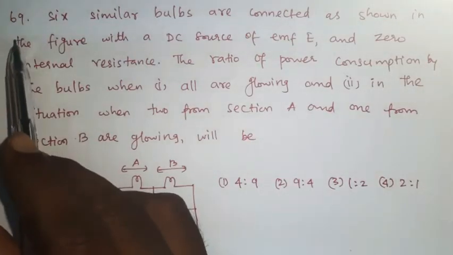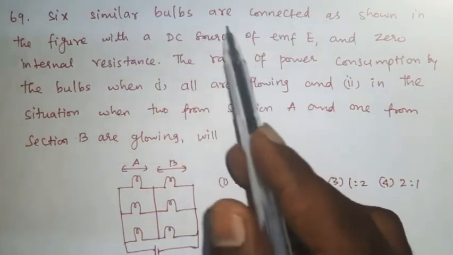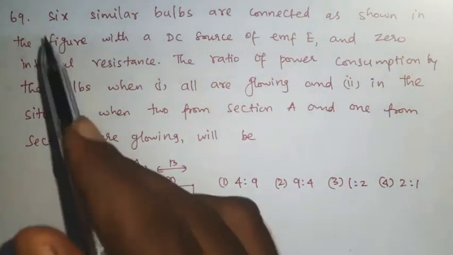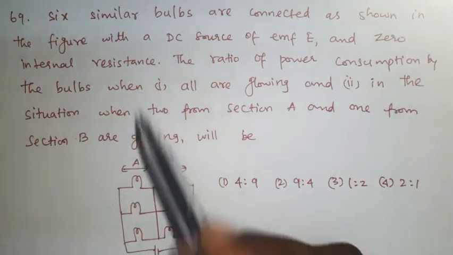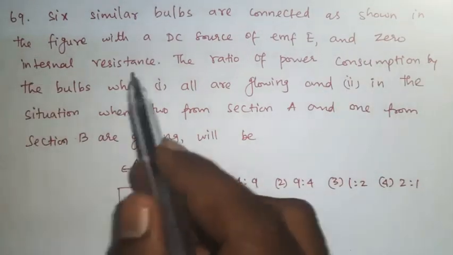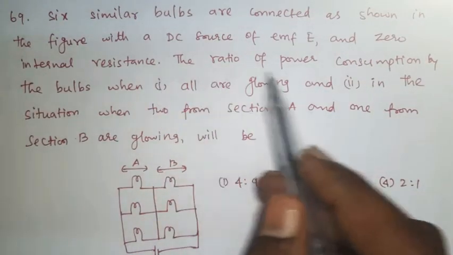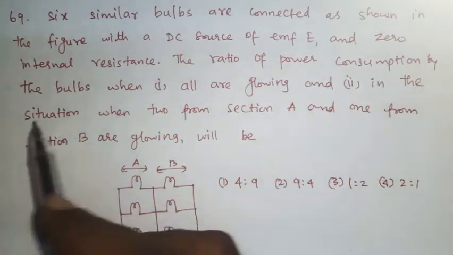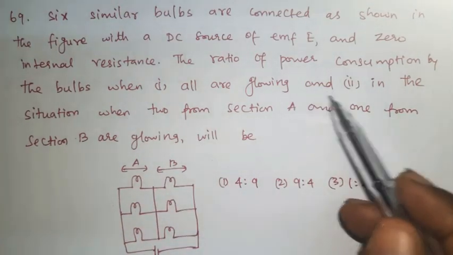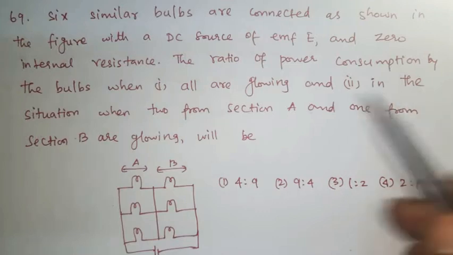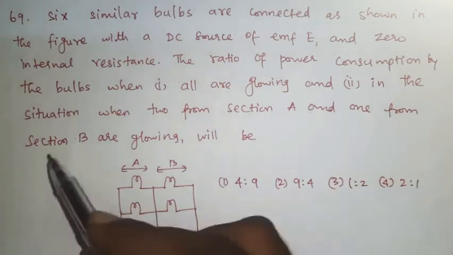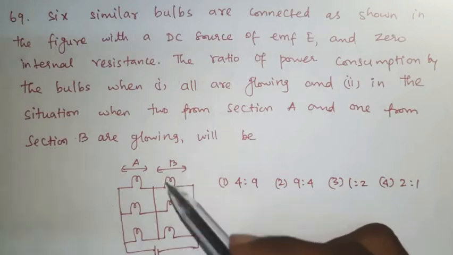Question number 69. 6 similar bulbs are connected as shown in the figure with a DC source of EMF E and 0 internal resistance. The ratio of power consumption by the bulbs when all are glowing, and in the second situation, when 2 from section A and 1 from section B are glowing.